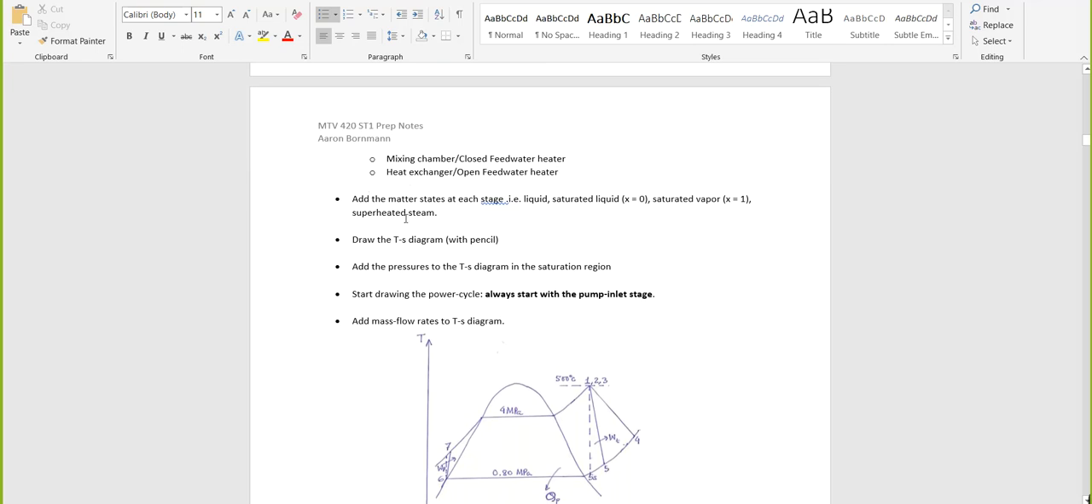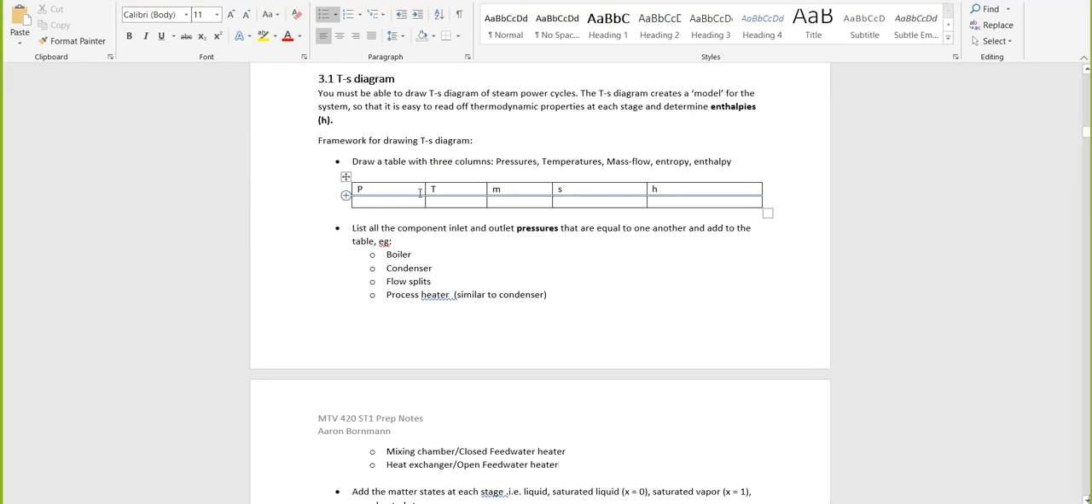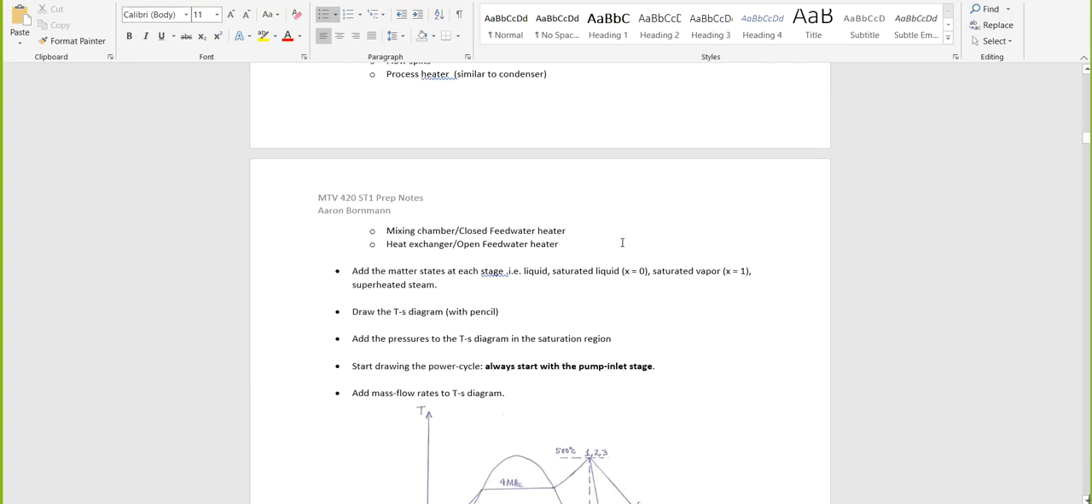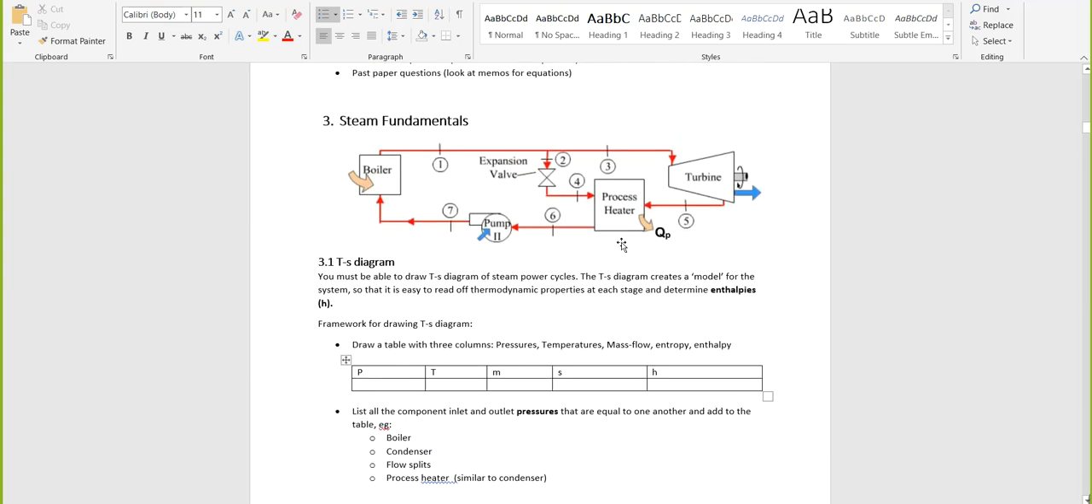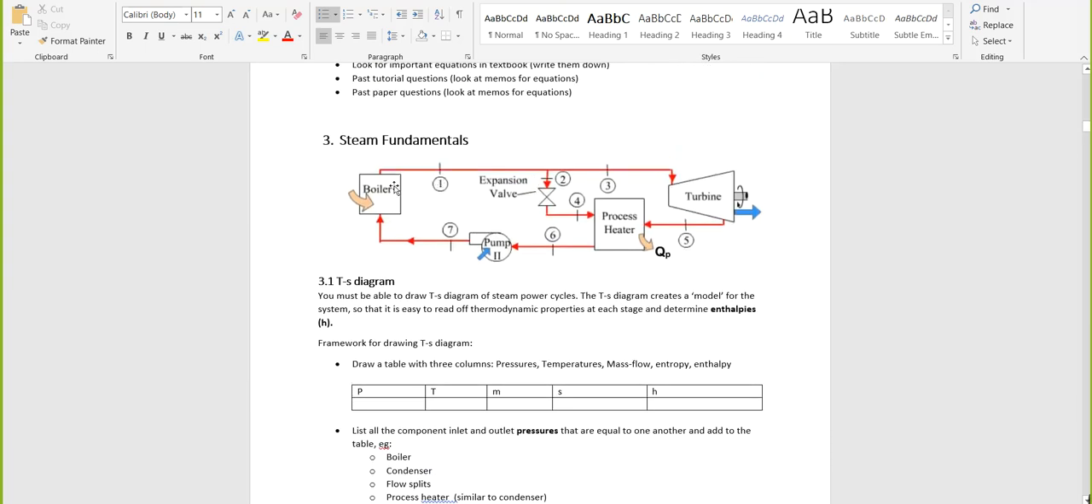So what you want to do is first draw your table and list the pressures and the temperatures that are given to you in the question. Then you want to add the states. At every point there's a state. When you come out of the boiler, it's going to be a superheated vapor for the turbine. Then when it comes out of the turbine, it's going to be a saturated vapor. Then you're going to have your process heater. You basically just have to know the states. Coming out of the pump, it's going to be a compressed liquid. Going into the pump, it's going to be a saturated liquid.